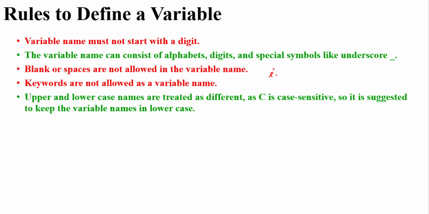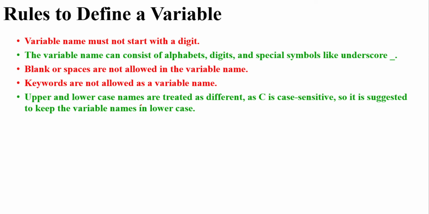Blank spaces are not allowed when declaring a variable. For example, int number 2 cannot be a variable declaration. Here we have the integer data type, but the variable has a space in between, which is not allowed. Keywords are also not allowed. There are many keywords in C, like int, char, for. All these names are used by the C language itself, so we cannot use them for naming a variable.